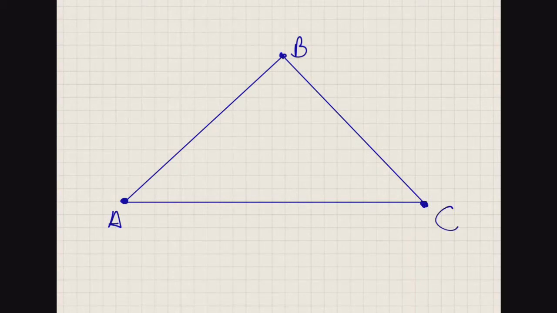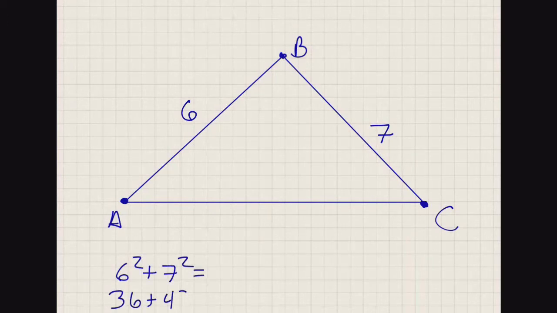Let's call this side 6. Let's call this side 7. Let's call this side, well, we could actually figure out what it would be in real life. Okay, let's actually make it accurate. 6 squared plus 7 squared equals 36 plus 49. Someone do that for me real quick. 85, thanks.